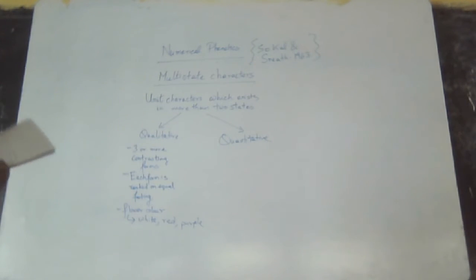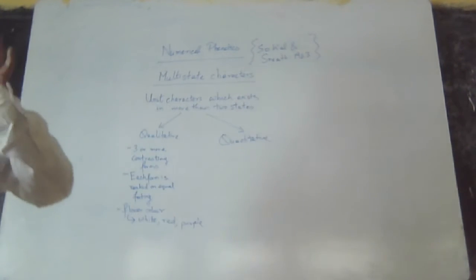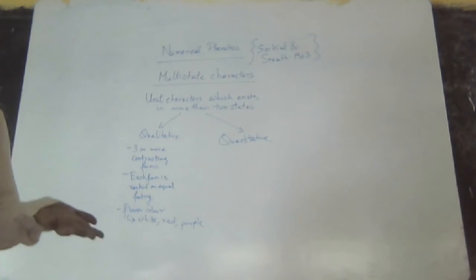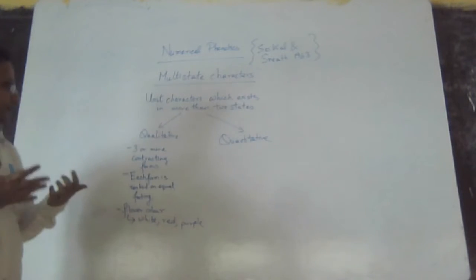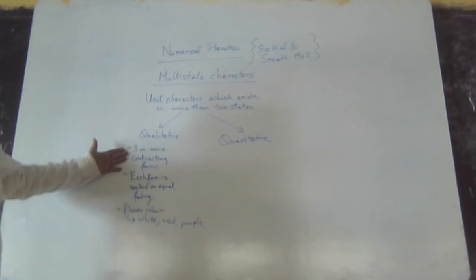It's a quality. As the name says, it's qualitative. You can have three or more than two. It should be more than two, because if it is multi-state with two, it becomes a binary character. So this has to be more than two. Three or more contrasting forms.